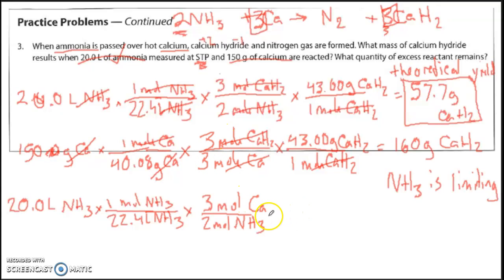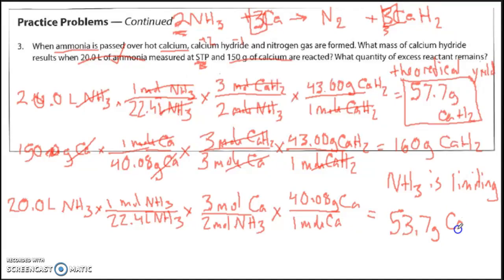So that's this 3 moles here, and I'm just getting that from this 2 to 3 ratio up in the equation. And I was given grams here, so I have to take this to grams. So in 1 mole of calcium, I have 40.08 grams of calcium. Multiply all that together. I'm going to write that to 3 significant figures, and at 3 significant figures I have 53.7 grams of calcium used. That is how much calcium I used to react with all 20 liters of my limiting reactant.